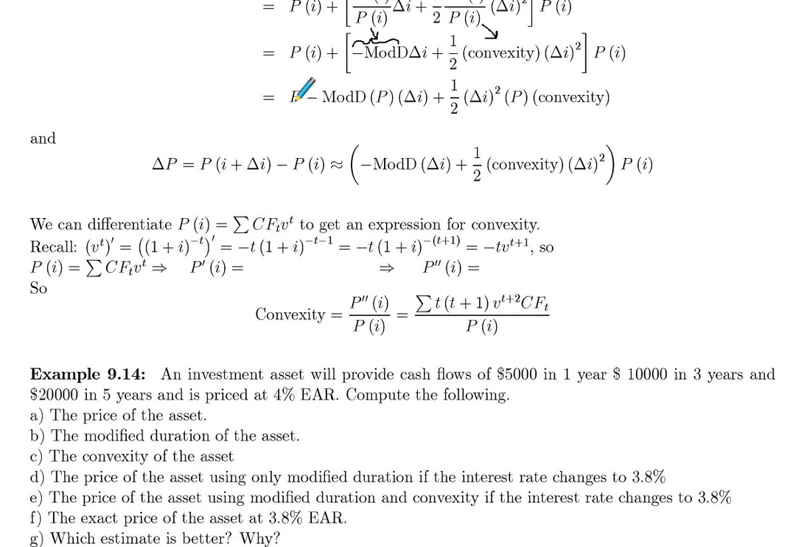Notice that here, this is our starting price. This is the first order approximation. Okay, that's the tangent line approximation. Actually, that would include the P. So P minus modified duration times P times delta I. That was our first order approximation using the tangent line. And then notice that delta I, for any change in interest rate, positive or negative, that gets squared. So this quantity is greater than 0. And then our price here is also greater than 0.